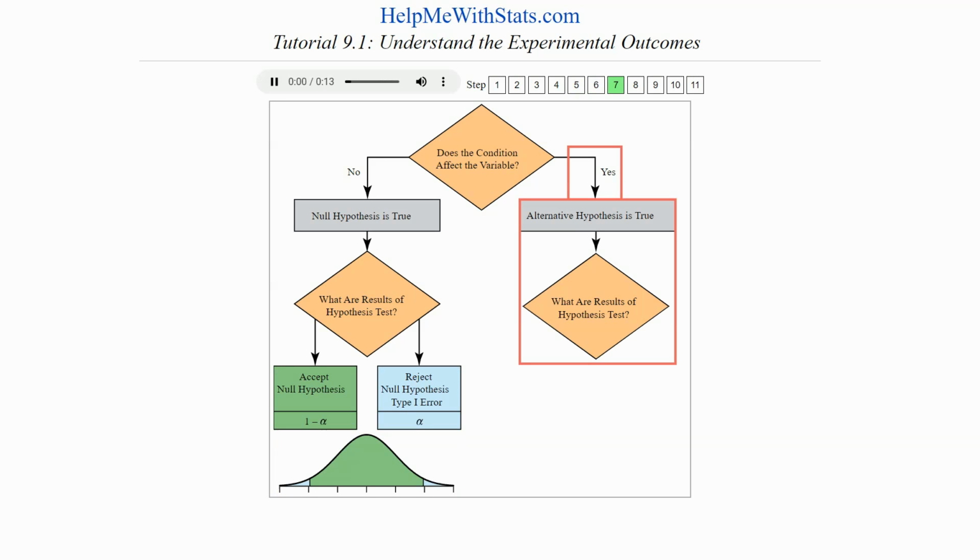When the alternative hypothesis is true, this indicates that the condition does affect the variable. When the alternative hypothesis is true, there are two possible outcomes to the hypothesis test. Sometimes, our hypothesis test will correctly reject the null hypothesis. This probability is referred to as the power of the experiment and is also indicated by 1 minus beta.